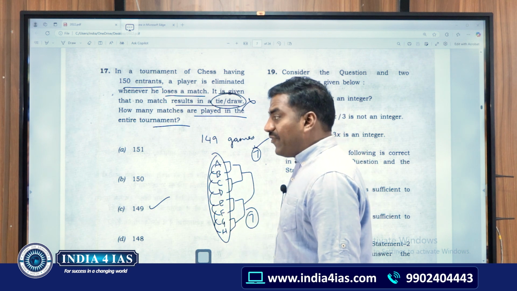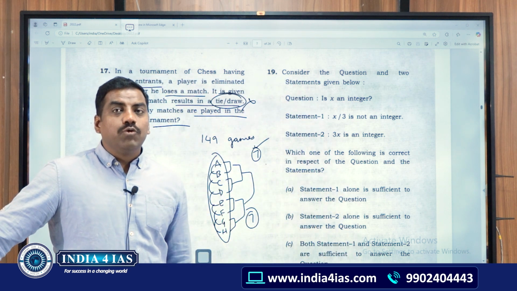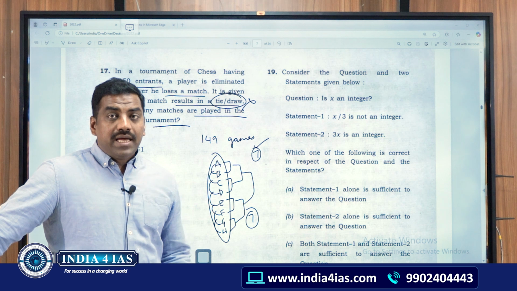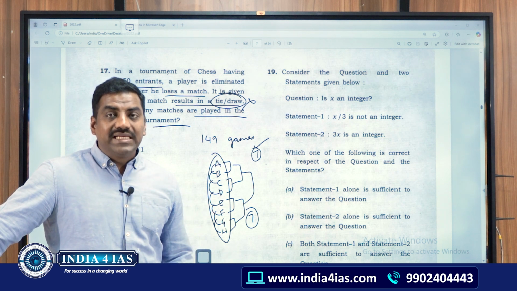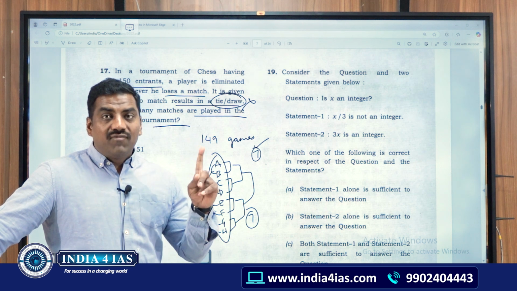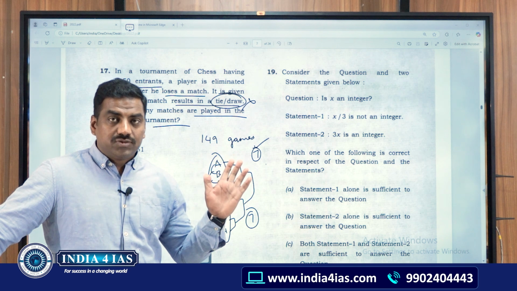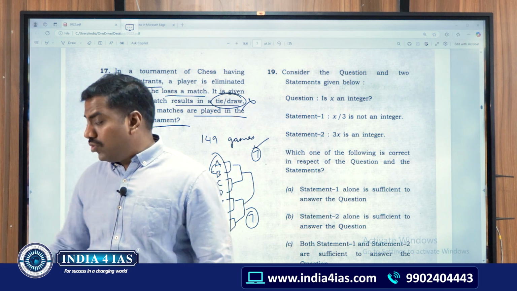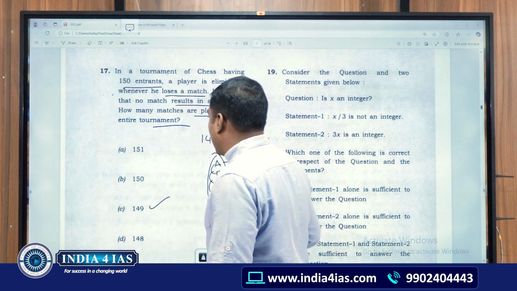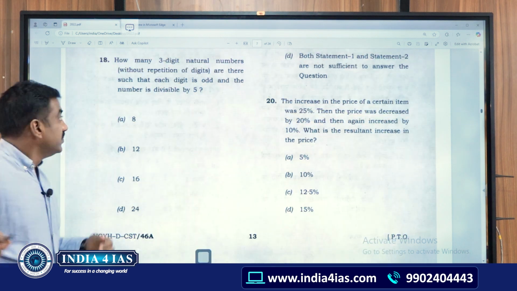In whatever fashion you want to conduct the matches, you will end up making n minus 1 games, where n is the number of players. When that many players are there, you have to conduct only 1 match less than that number. So that is the clue. Here we have to conduct 149 matches to get the clear winner.